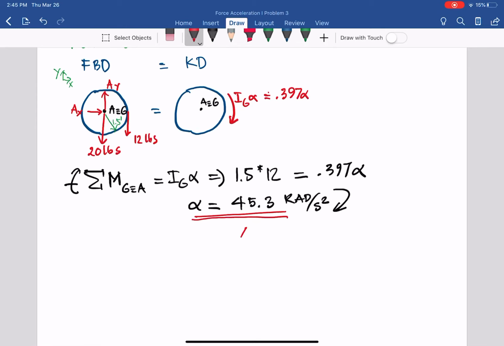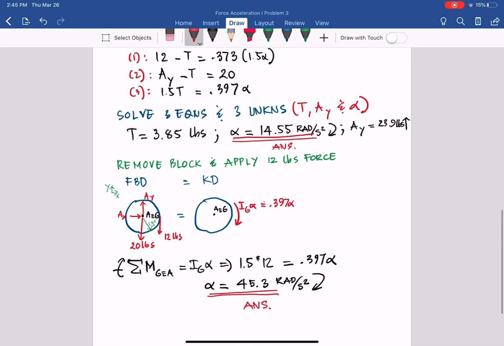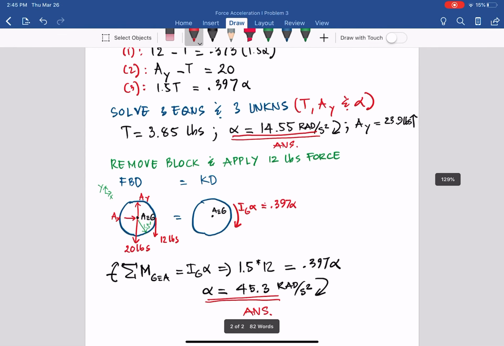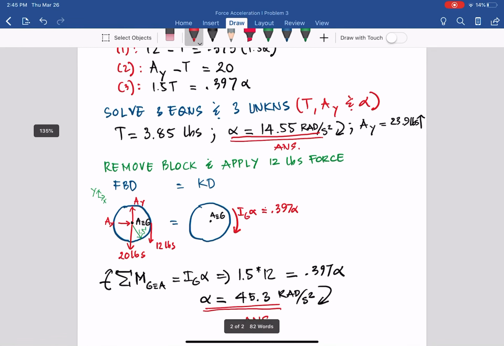So that's the answer for the second scenario. Now compared to the previous one, I'm not sure you predicted correctly. The alpha is increasing. It's actually triple, from 14.55 to 45.3 radians per second squared. And the question asks me to explain why.